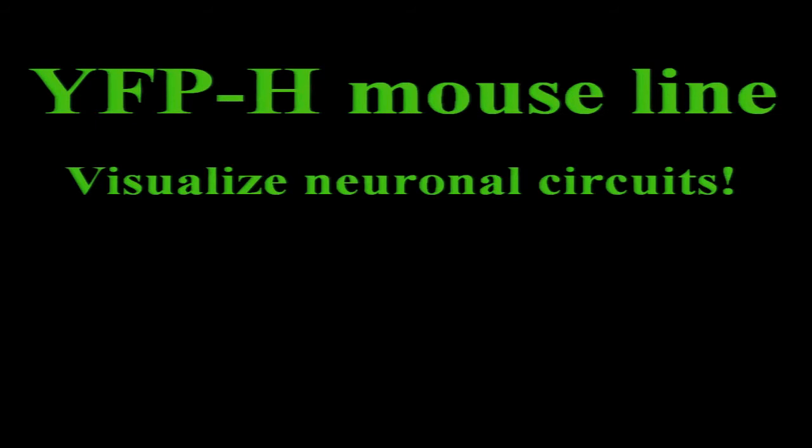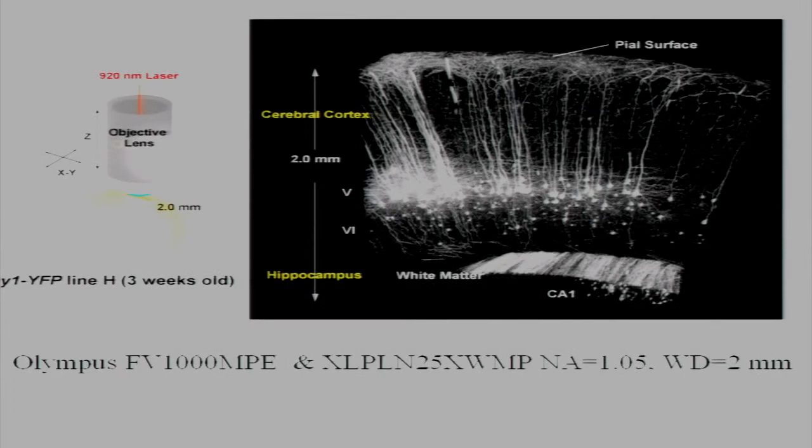So let's visualize the neuronal circuit. I will show you some data from the YFP-H mouse line. In its brain, YFP is expressed in a subpopulation of neurons. And here is the whole brain. You cannot see it very well, but this is the whole fixed brain.